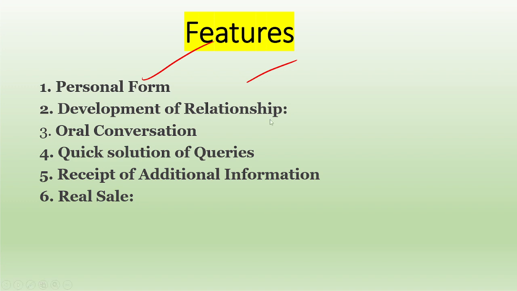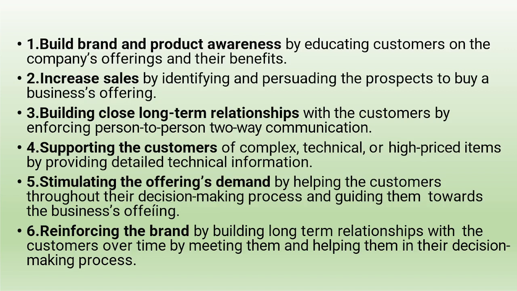Suppose a company is going to launch an additional product. The salespeople will inform customers in advance: sir, our product is going to launch next month, you can also buy it. So this is receipt of additional information. And the real sale does not generally happen every time, but there is a major chance of sales occurring. So building brand and product awareness is done by personal selling.